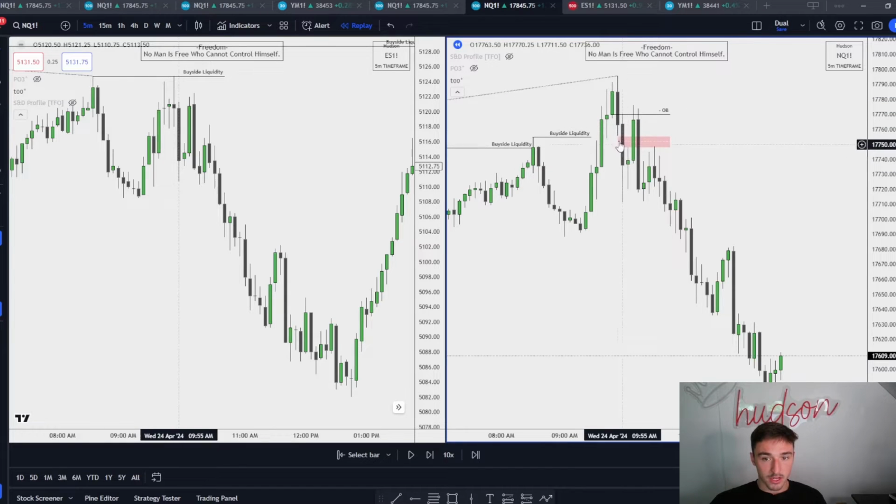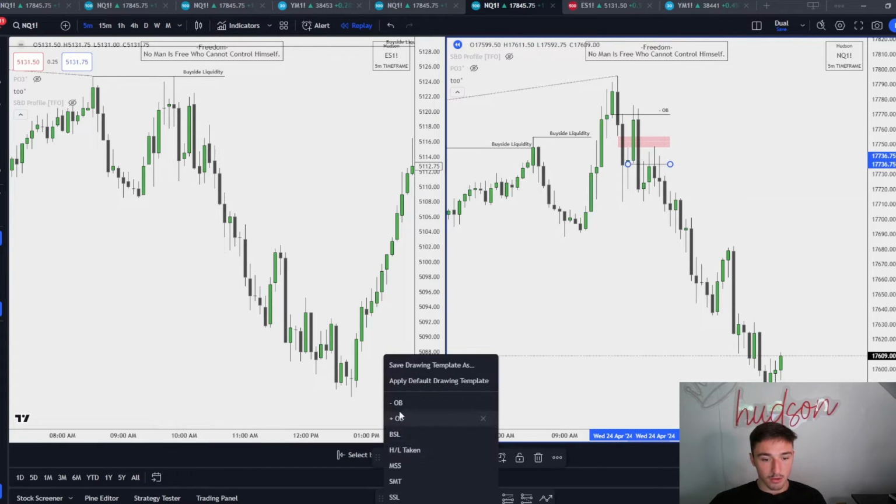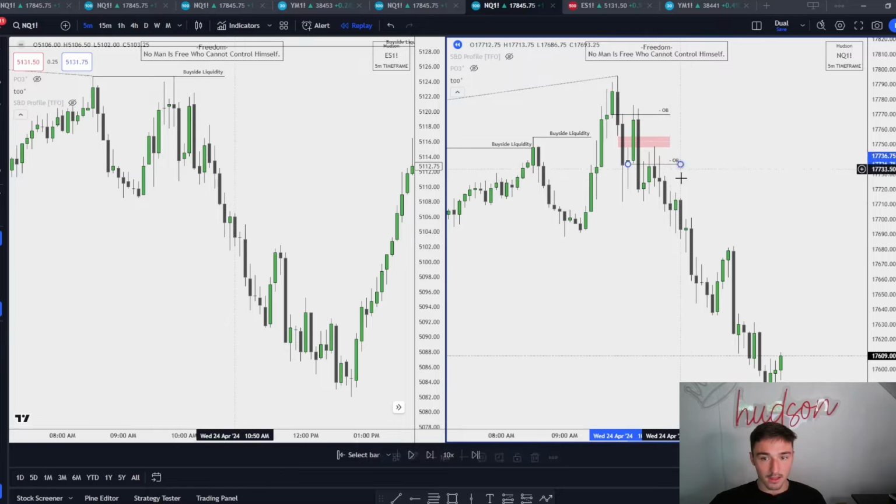This displacement, we create a fair value gap. This is now our order block. NQ is refusing to close a body above this order block, this big candle. Now, this is when a sell program is now activated to head lower. We create another order block, negative order block, these two up close candles, and we go lower.